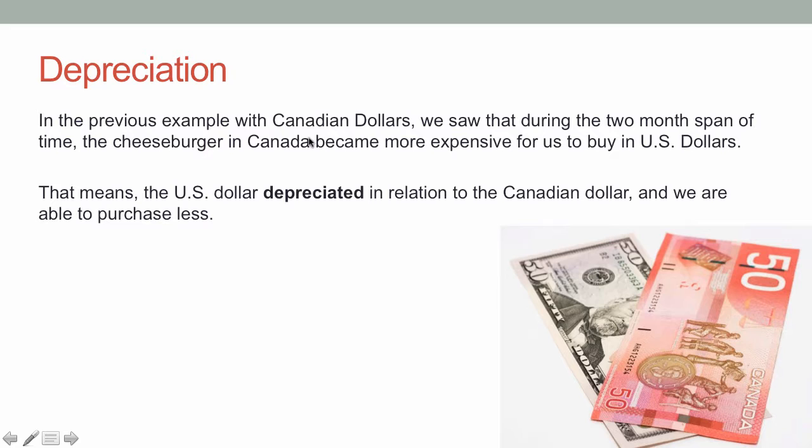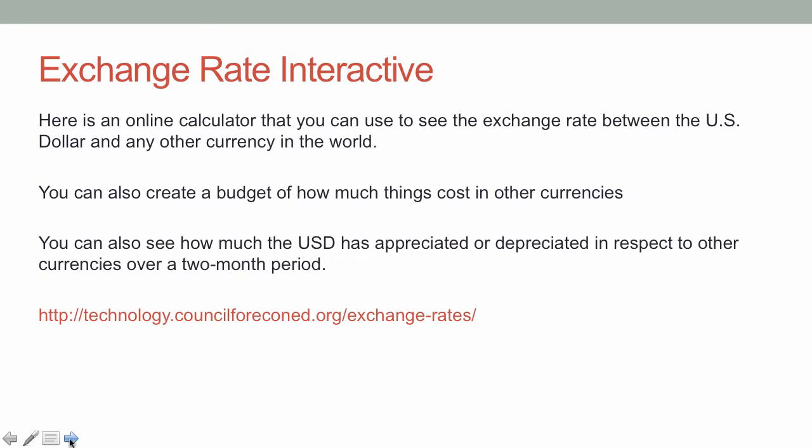So we go. The previous example with Canadian dollars. During that 2-month span of time, the cheeseburger in Canada became more expensive for us to buy in US dollars. The US dollar depreciated in relation to the Canadian dollar, and we were able to purchase less. So there you go, a couple examples about appreciation and depreciation using ratios, using math, doing some currency exchanges.